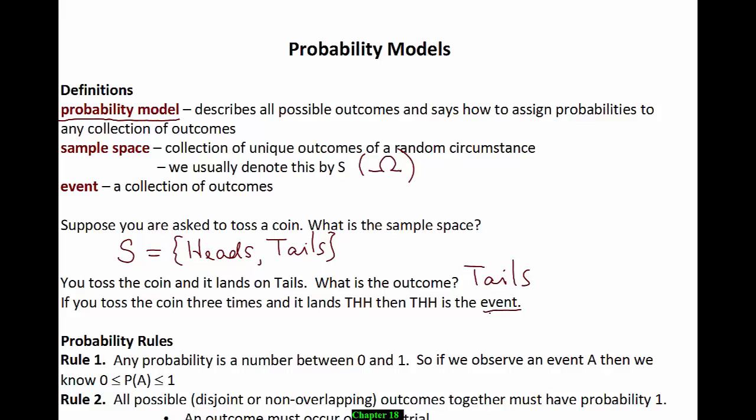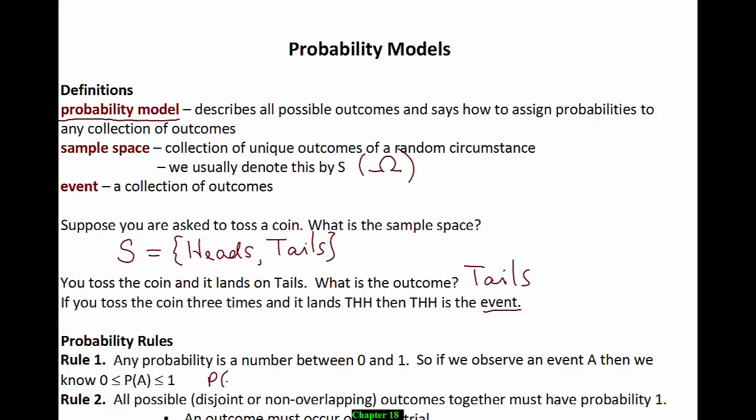So we're going to learn some rules. Rules 1 and 2 are the only two that you kind of need to remember the numbers for. The other ones you just need to know how to use and what they mean. Rule 1 and 2 build the foundation for all the other probability rules. So Rule 1 says that a probability is a number between 0 and 1, and so if we observe an event, then we know that the probability is no less than 0 and no more than 1.